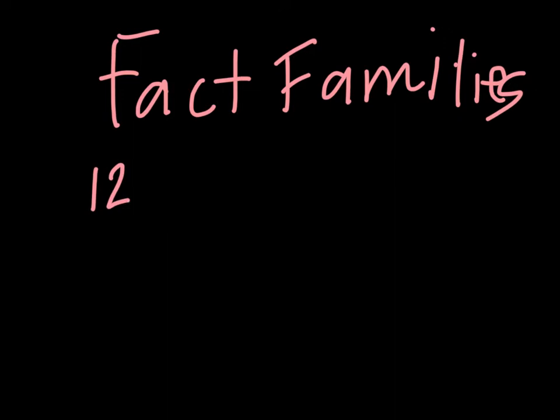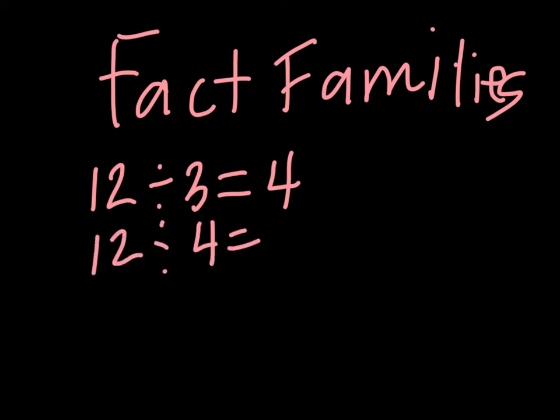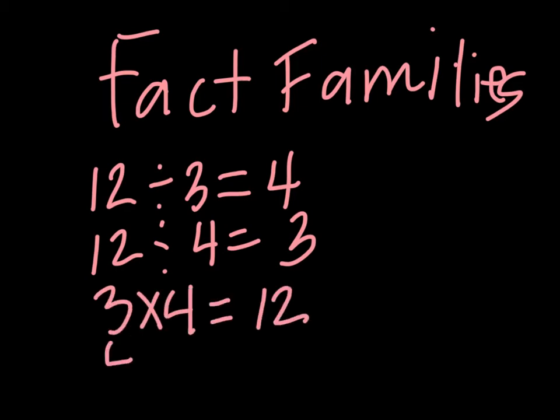So if I've got 12 divided by 3, that would be, our quotient would be 4. So what a fact family is going to say is that I can do 12 divided by 4 and get 3. I can also multiply 3 groups of 4 to get a product of 12, or 4 groups of 3 to still get a product of 12. So all 3 of these numbers work together in a family.